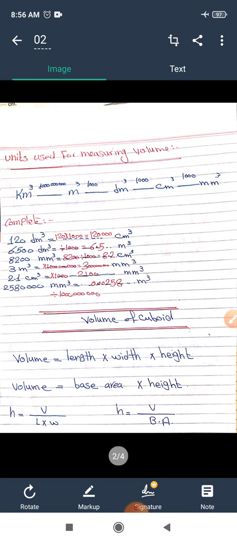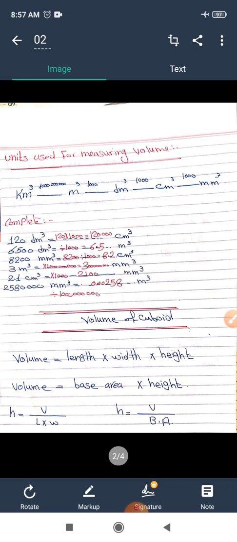Volume of cuboid. The rule of the volume of a cuboid, remember with me: volume equals length times width times height, and the other rule, volume equals base area times height. If you want the height, height equals volume divided by length times width, or height equals volume divided by base area.